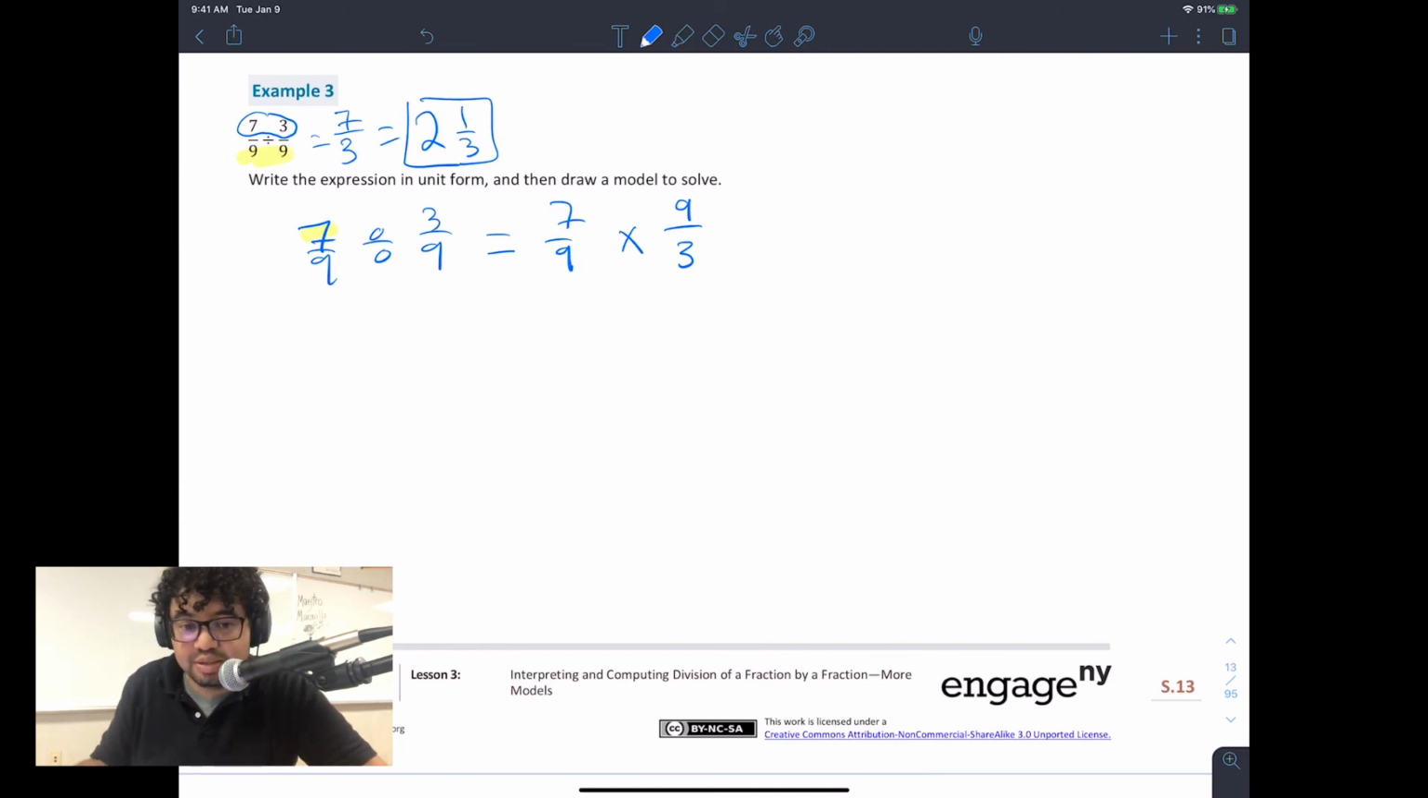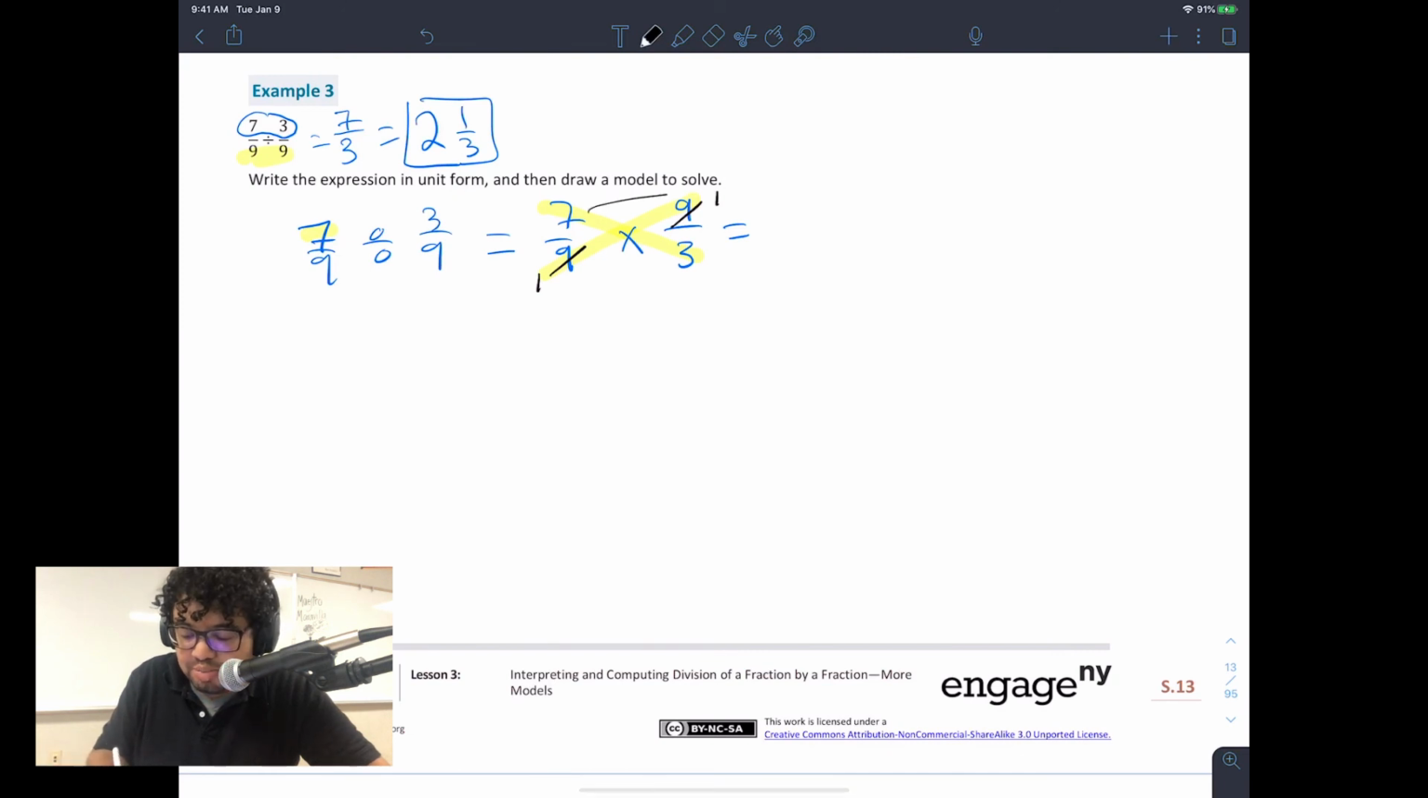Okay, now that I have them like this, then I look at them across. I have a 9 and a 9, then a 7 and a 3. And then I think, can I simplify those? The answer is I can simplify a pair of 9s. So I can cross out this 9. 9 goes into 9 one time. 9 goes into 9 one time. But the 3 and the 7, there's not really one common multiple for those. So I can't really simplify them any further. So I'll just have to multiply.